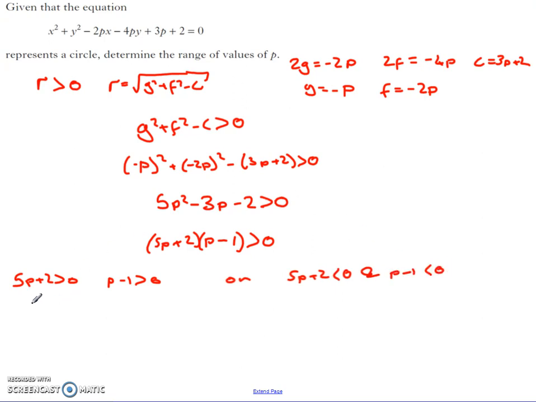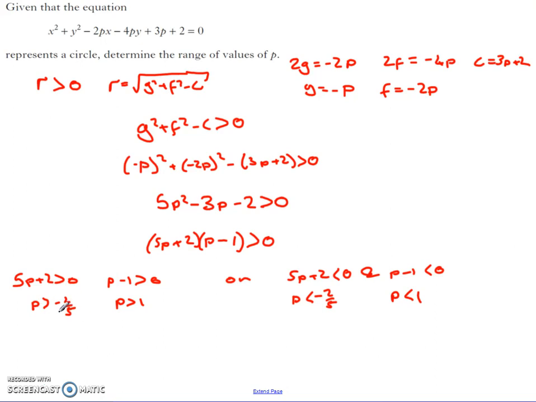So let's have a look at these. From this I know p has to be bigger than -2/5, or p has to be bigger than 1, and here I could say p has to be less than -2/5, or p has to be less than 1. Let's look on this side here. So p has to be bigger than -2/5 and bigger than 1.